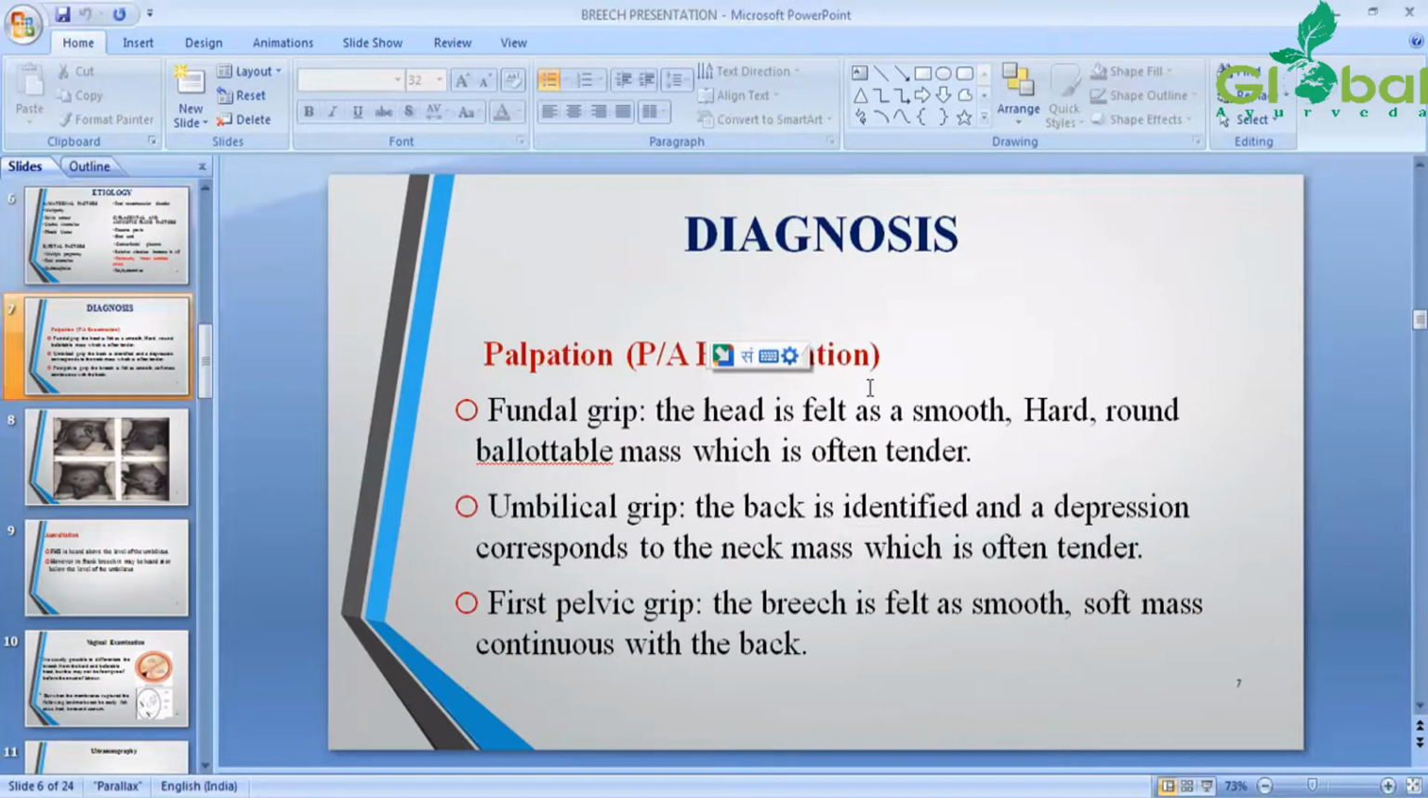Then coming to the diagnosis of breech presentation, how can we diagnose it? First of all, by palpation. While examining the fundal grip, normally we will feel the buttocks, but in the case of breech presentation, the head will be felt as a smooth, hard, round, ballotable mass. Then while doing the umbilical grip, the back is identified and the corresponding depression on the opposite side corresponds to the neck mass. Then the first pelvic grip will give the breech, which is felt as a smooth, soft mass that is continuous with the back.